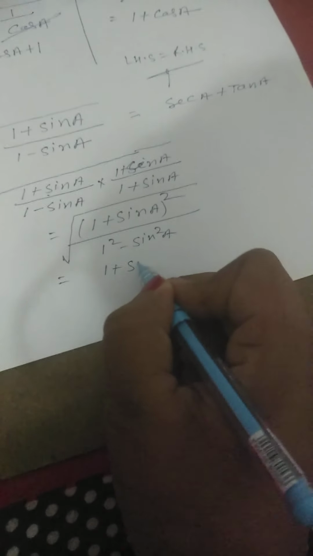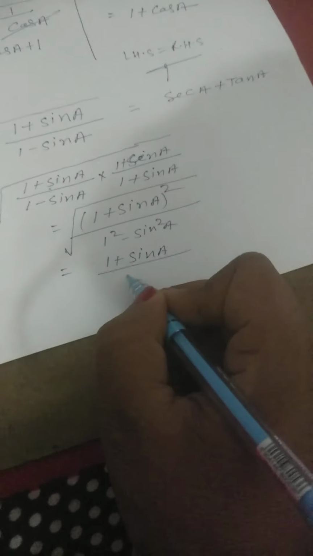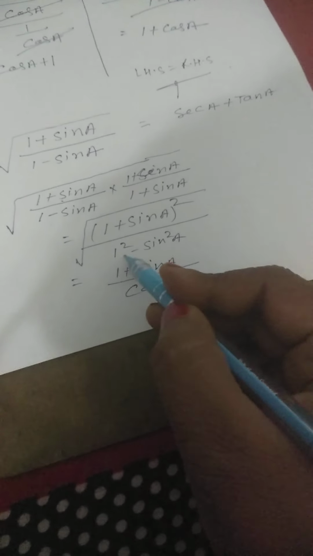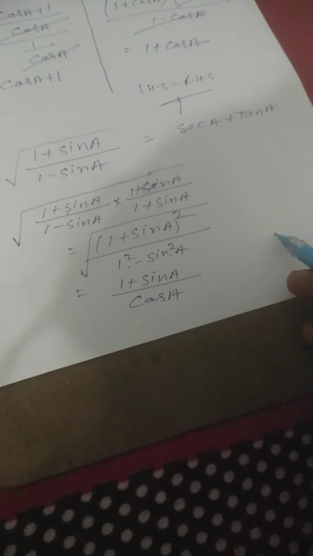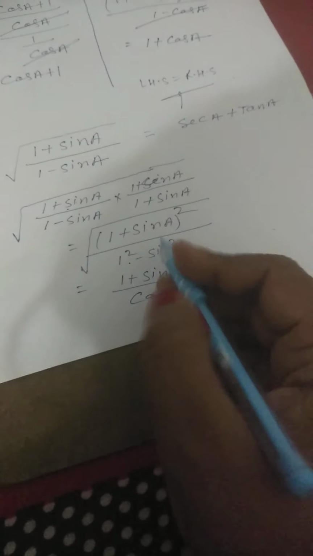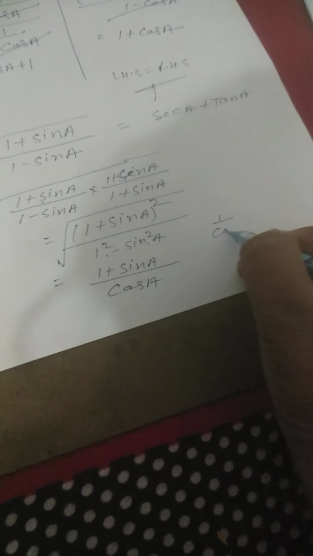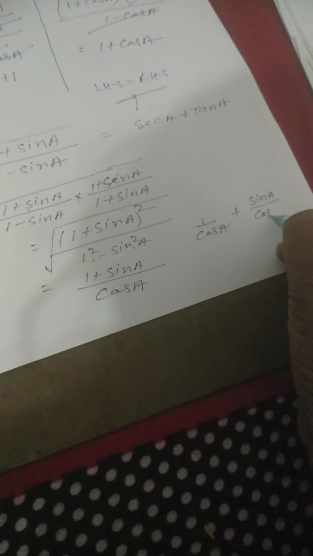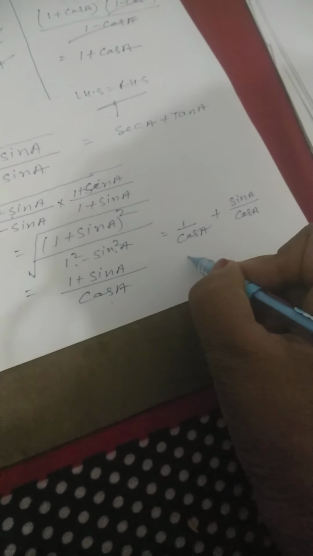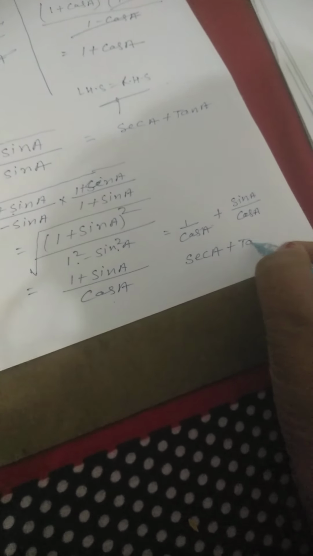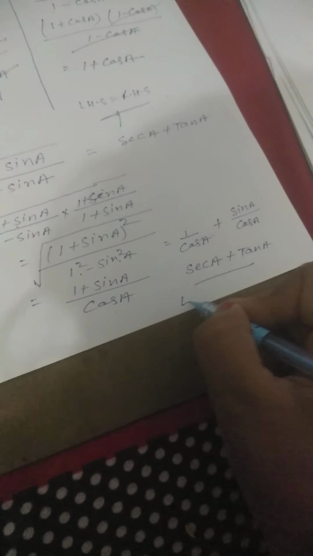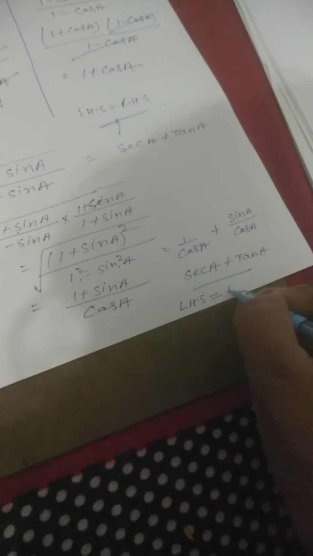1 plus sin A upon cos A, because 1 minus sin square A is equal to cos square A. After the under root you can write cos A. 1 upon cos A plus sin A by cos A. 1 by cos A means what will you get? Sec A, no? And sin A upon cos A is equal to tan A. LHS and RHS both are equal.